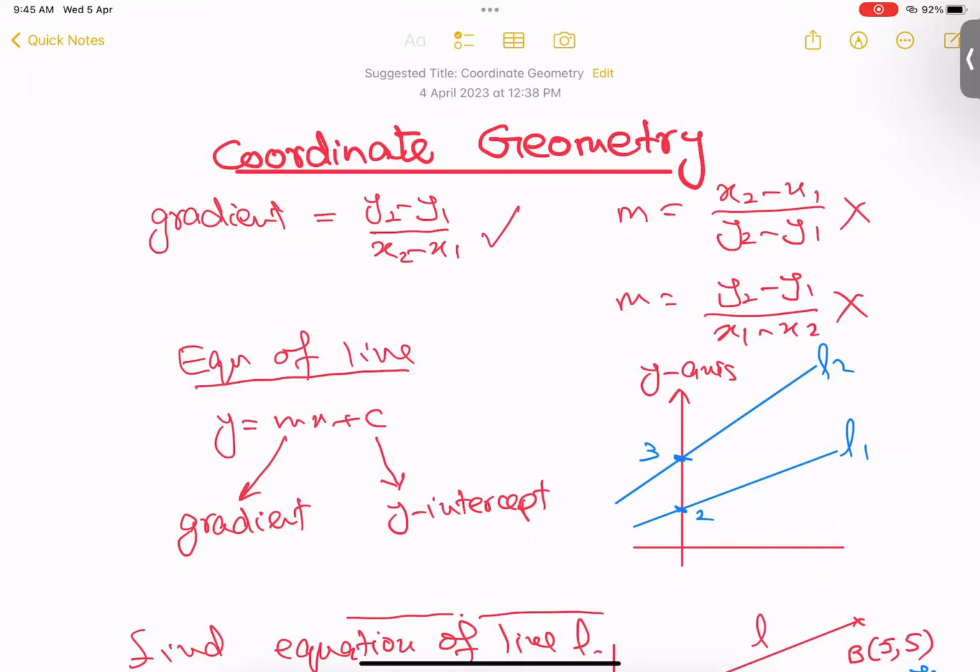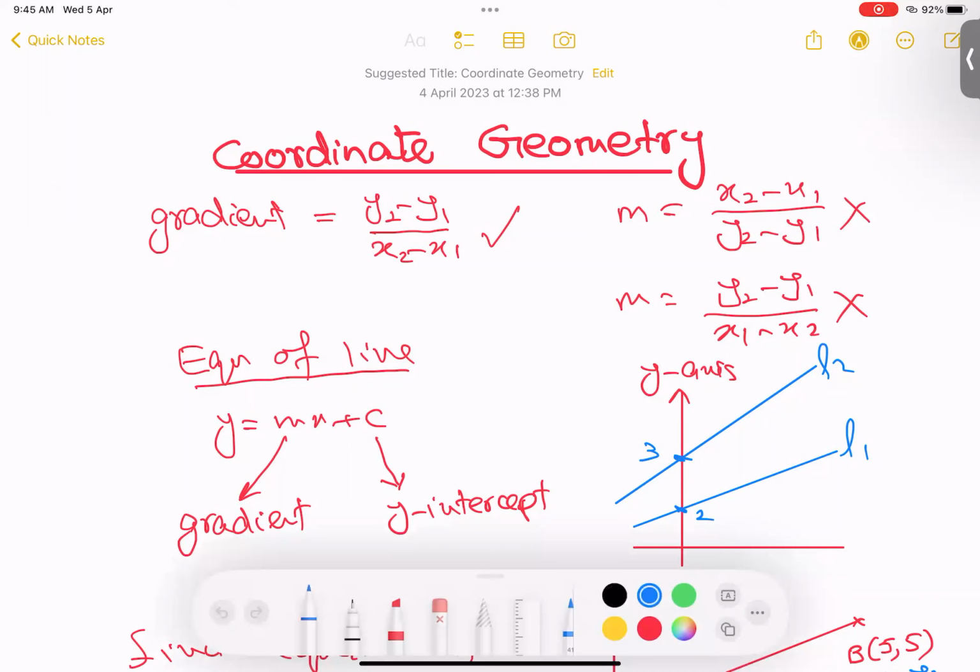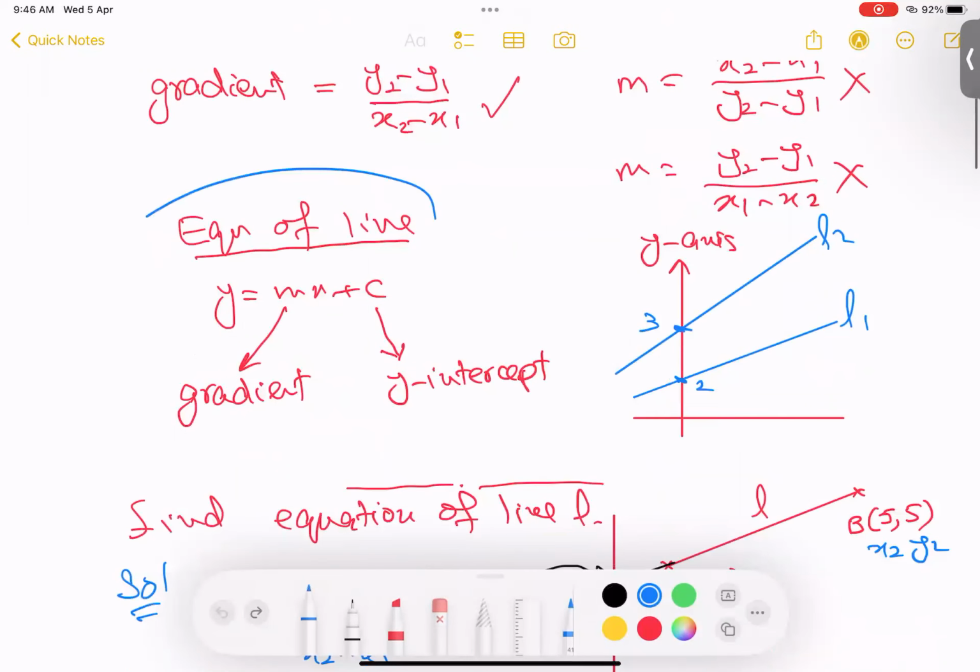This is the next recording we have on the topic of coordinate geometry, and we have done it already. I've just revised quickly. First, we revise the gradient concept: (y2 minus y1) over (x2 minus x1). So simple gradient formula. Then we did the equation of line formula: y equals mx plus c. M stands for gradient and c stands for y-intercept. So I think it is very clear.